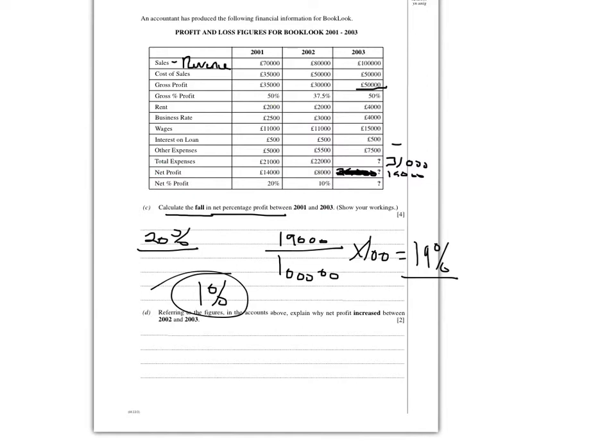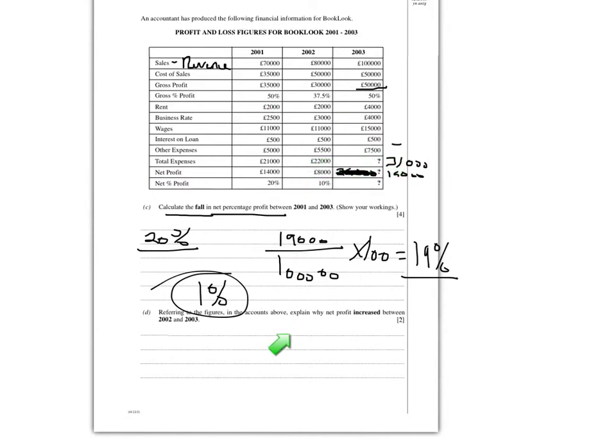Okay, they now say, referring to the figures, explain why net profit increased between 2002 and 2003. So net profit was 8,000, but then it went up to 19,000. So that's an increase of 11,000. What possible reason can you see here that it increased by so much? Is it because the expenses were less? No. If you look at this, expenses were more. It was 22,000, now they're 31,000.